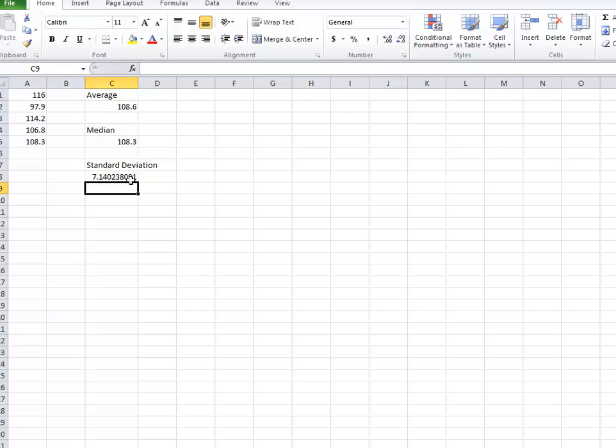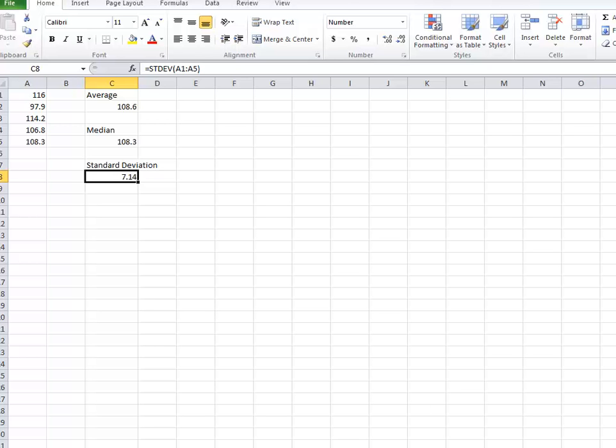Again, if you want to shorten this down because you don't like those number of decimals, up here at the very top, you will see the option that says decrease your decimal. So we can click that button and make it shorter if we want to, and report only 7.14 instead of 7.14 and all those extra decimals. Okay? So there's the story with standard deviation.